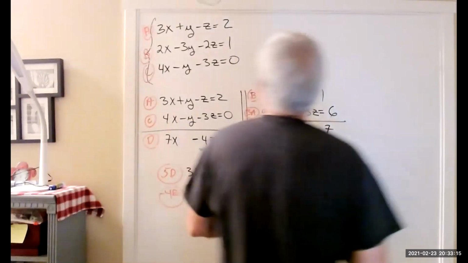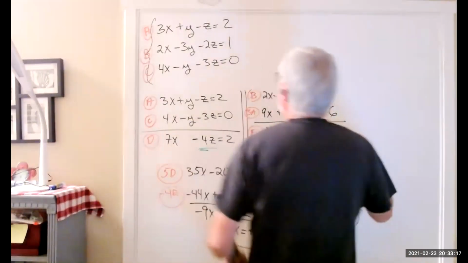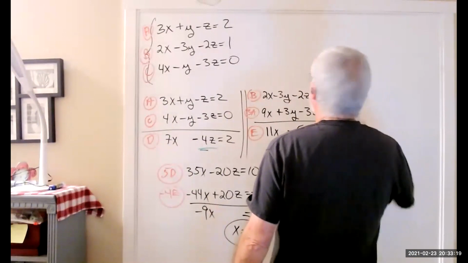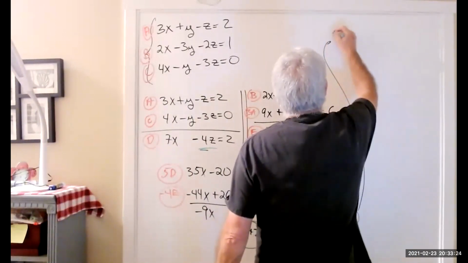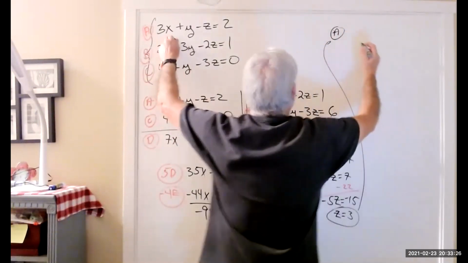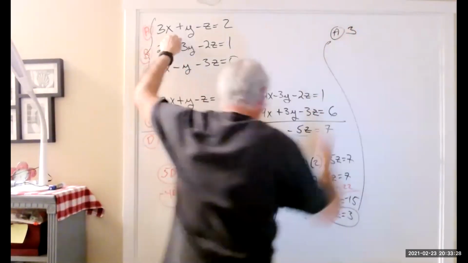Okay, anyway, then I'm going to go back, and just because I'm totally unimaginative, I'm going to take all of these and plug them into A. I'll get out of the way in a minute. So A says 3 times x.